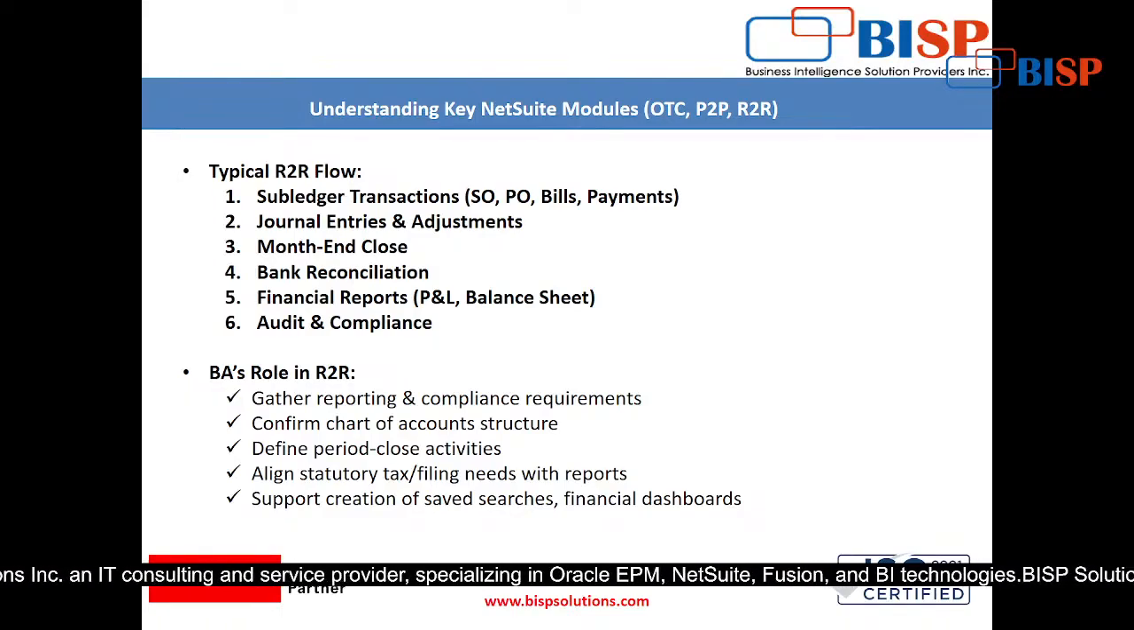Okay, so journal entry and adjustment, these 2 are different. One is the journal entry. Journal entry means as soon as the invoice is created, one journal entry is created in the background. Adjustment is done when you have to make some adjustment.